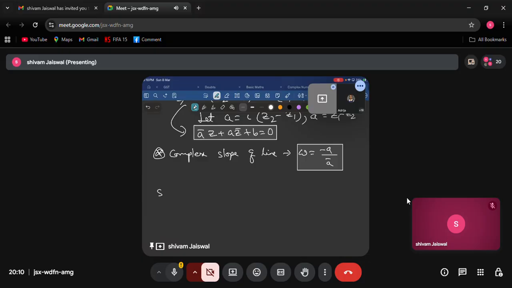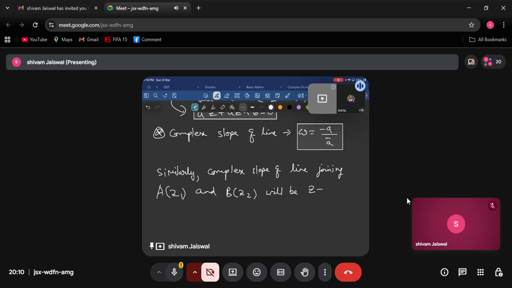Similarly, the complex slope of the line joining A(Z1) and B(Z2) will be (Z1 minus Z2) upon (Z1 bar minus Z2 bar). You have to remember this.